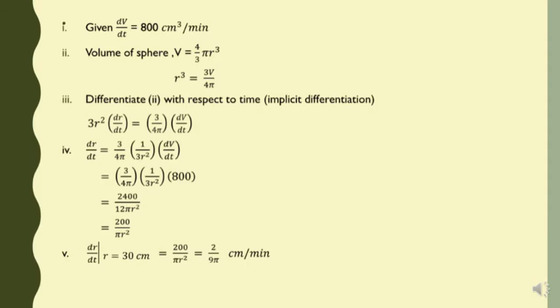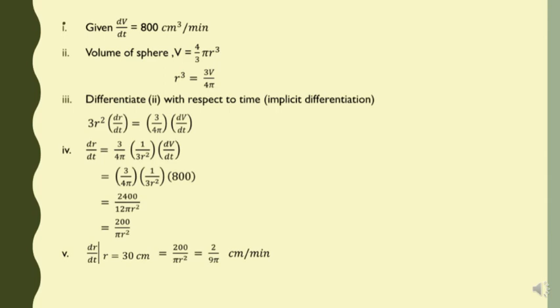The given information is dV over dt is equal to 800 cm³ per minute. The next step is we need to know the volume of a spherical balloon. So V is equal to 4 over 3 pi r cubed. So r cubed is equal to 3V over 4 pi. The next step is we need to differentiate with respect to time. We need to use implicit differentiation and apply it on each side with respect to time.